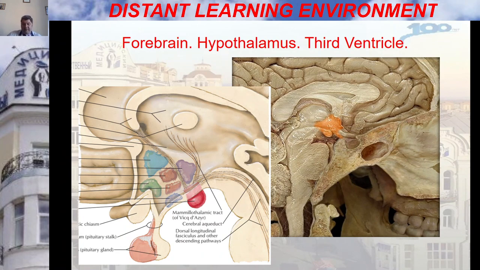The floor of the ventricle forms two recesses, you may see on this picture. The infundibular recess, recessus infundibuli, a projection in the tuber cinereum and the infundibulum, and the optic recess, situated in front of the chiasma. The inner surface of the third ventricle is lined with ependyma.